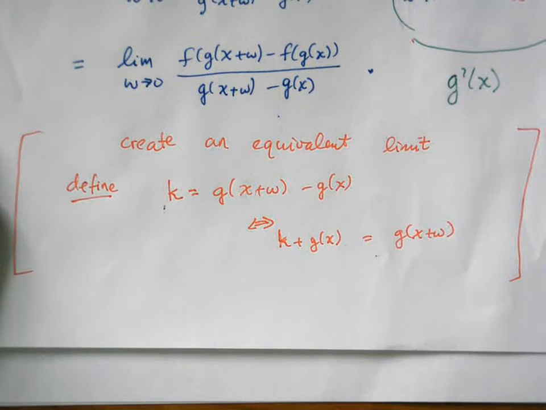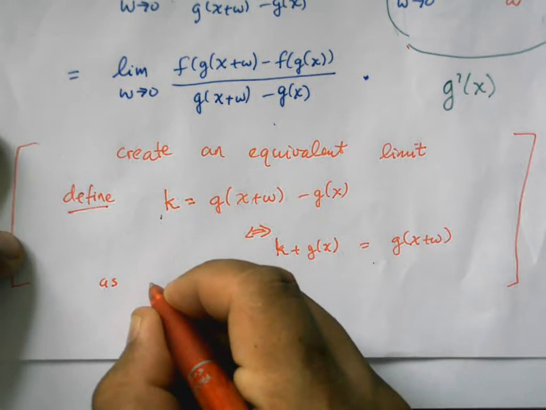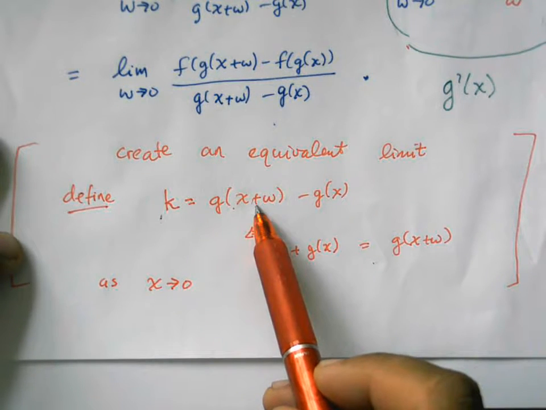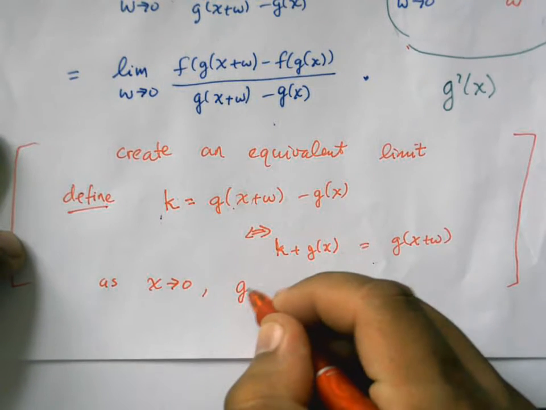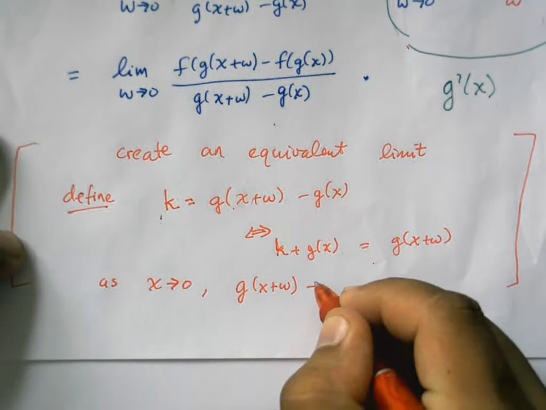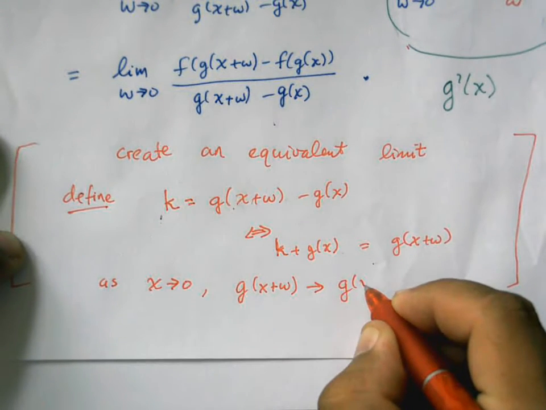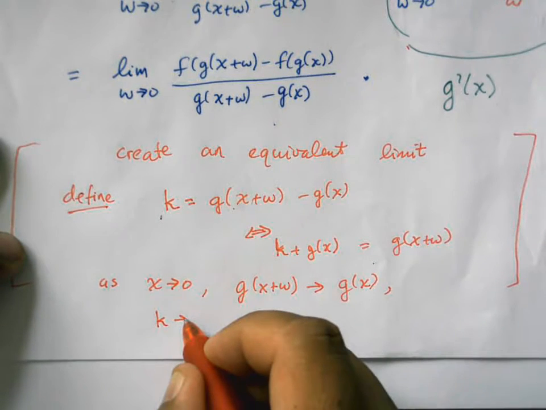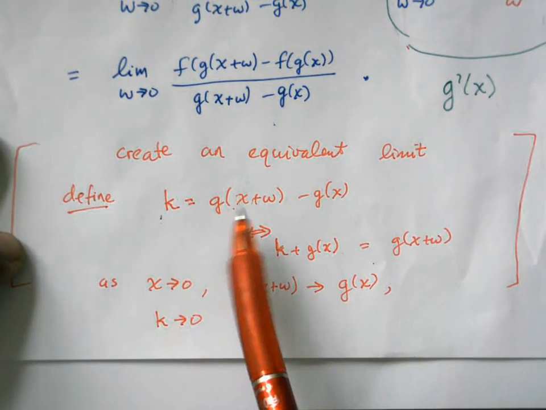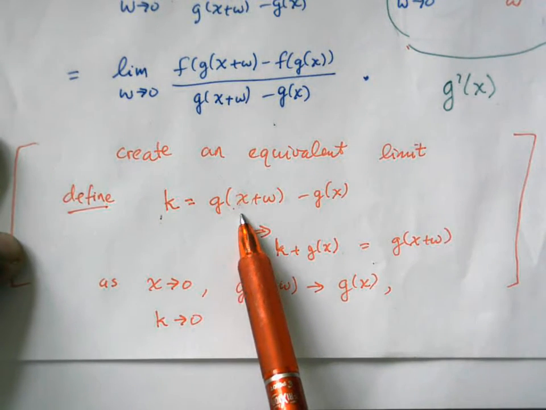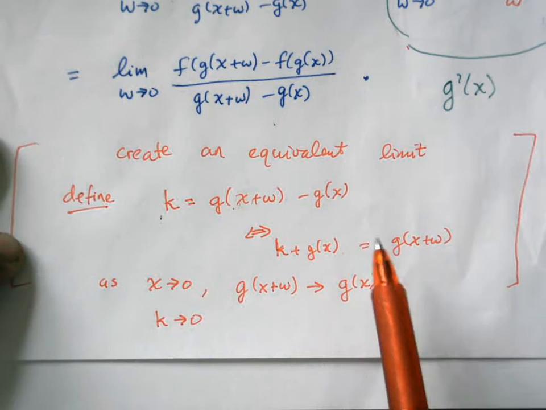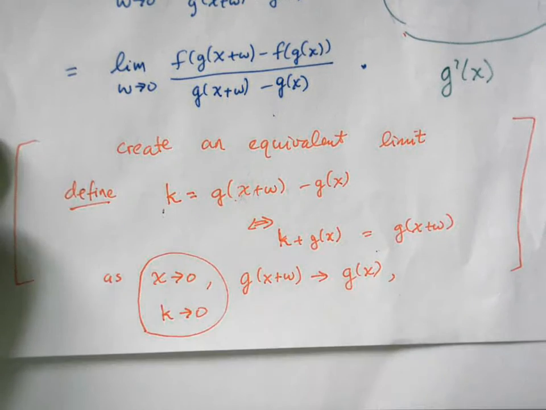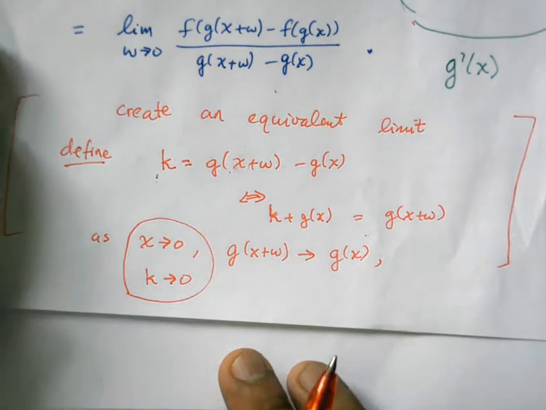Okay. So now notice here that as w approaches 0, g of x plus w also approaches g of x. And what that means is that k also approaches 0. As this term goes to 0, you end up with g of x minus g of x, which is equal to 0.